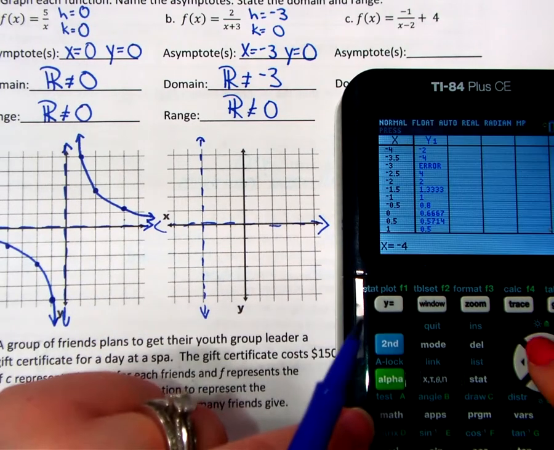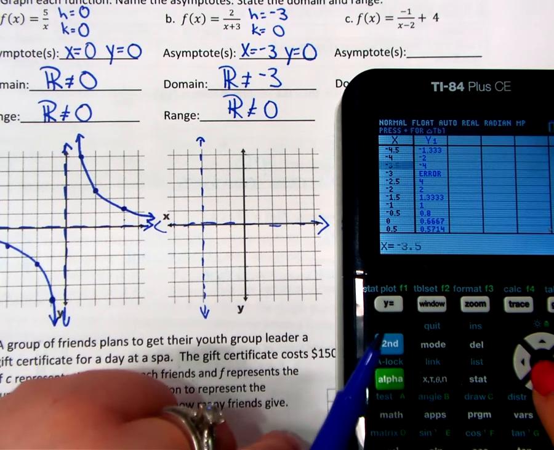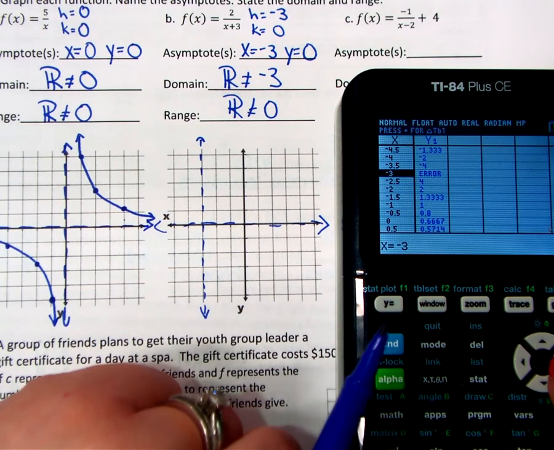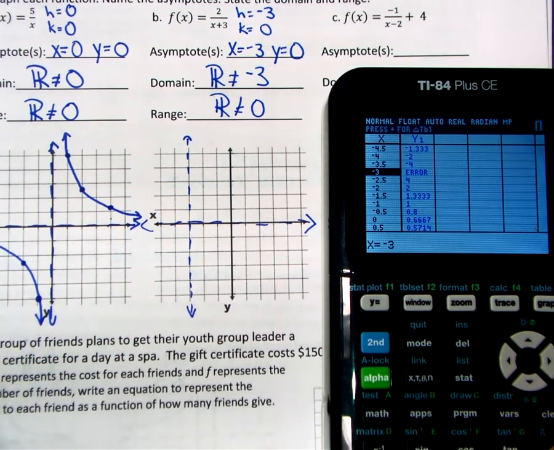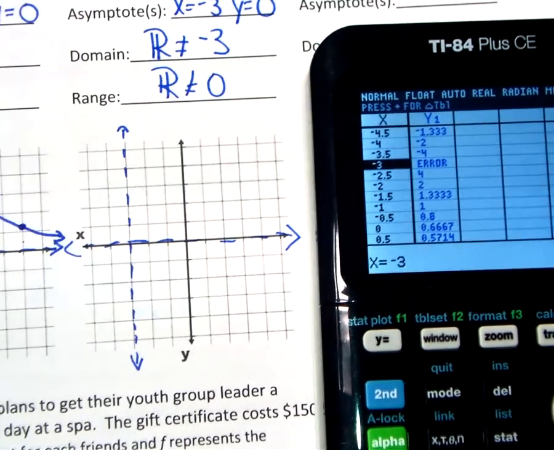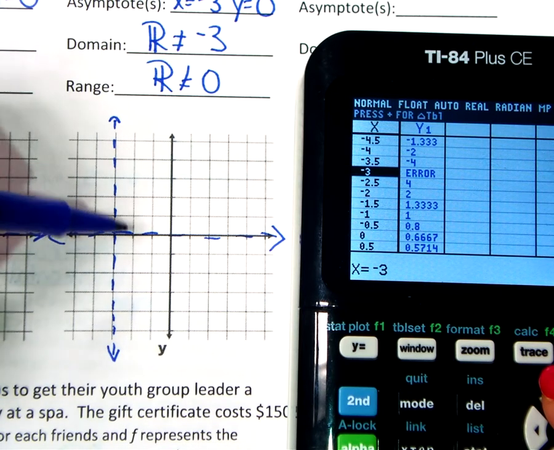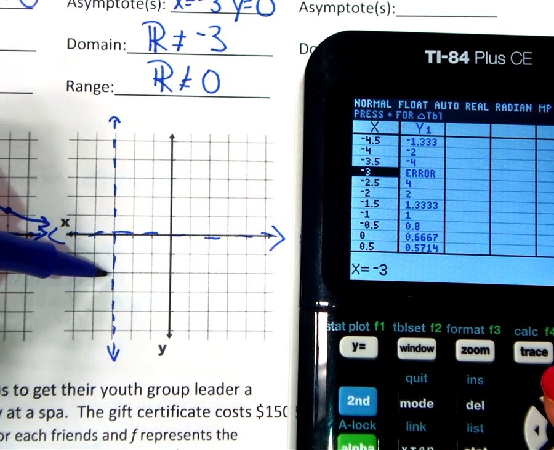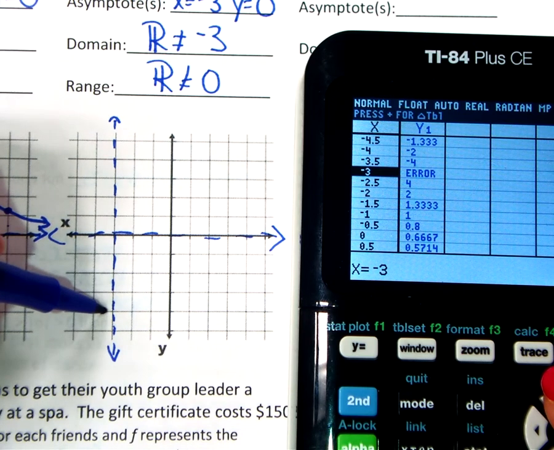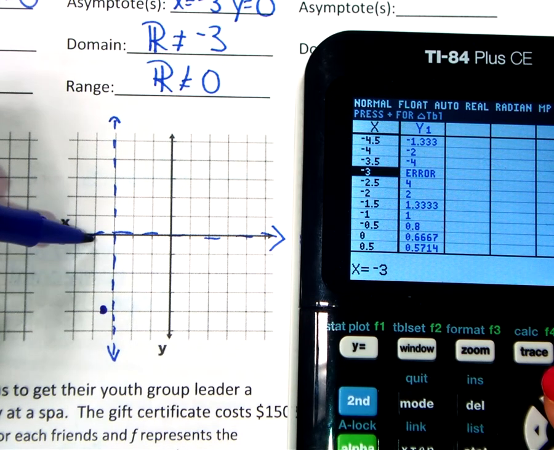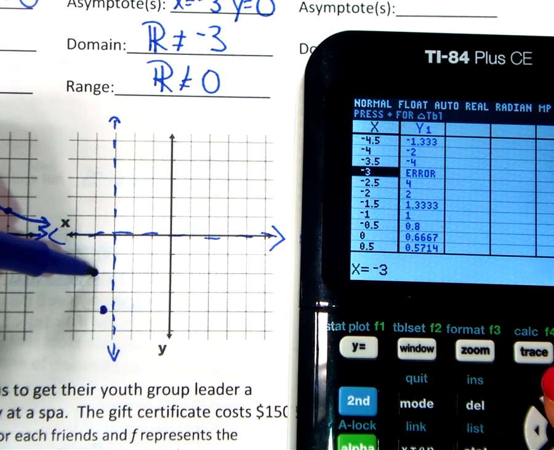So let's get some points to be able to plot. So here's that asymptote confirmed at -3. It's an error that makes it an asymptote here. So plotting something before and after that should give you both branches of your graph. So at -3.5, it's at -4. At -4, it's at -2.